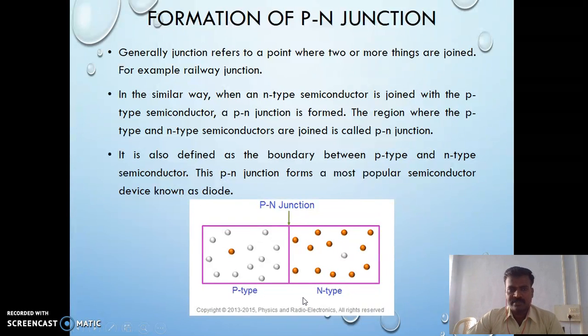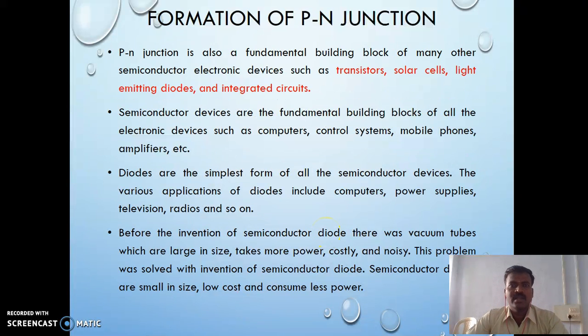Formation of PN junction. As we know, the normal meaning of a junction is when we join two things together. In a similar way, when we join an N-type semiconductor and a P-type semiconductor together, the PN junction is formed. It is also defined as the boundary between the P-type and N-type semiconductor.